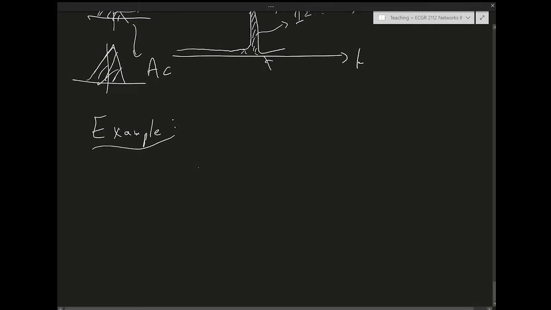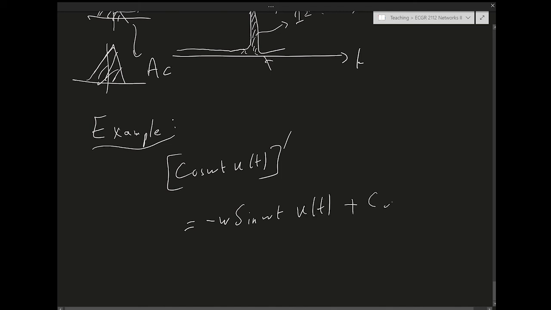So let's say I have cosine omega t times u of t. What is the differentiation of this? Well, product rule. This is the differentiation of cosine, which is minus sine omega t times omega, times u of t, plus cosine omega t times u prime of t. What's u prime of t now? It's delta of t, right? So this is cosine omega t times u prime of t, which we know is delta of t.